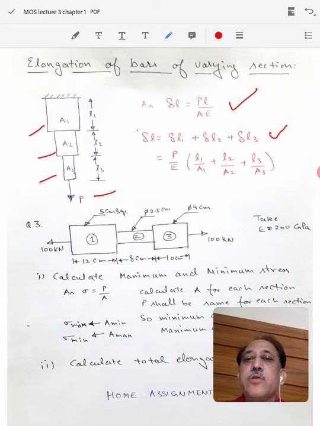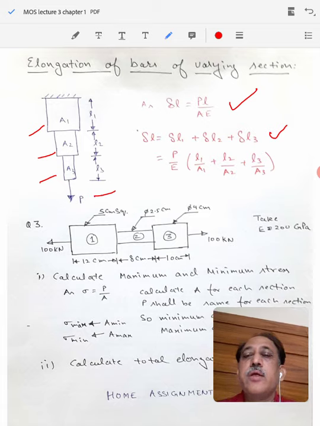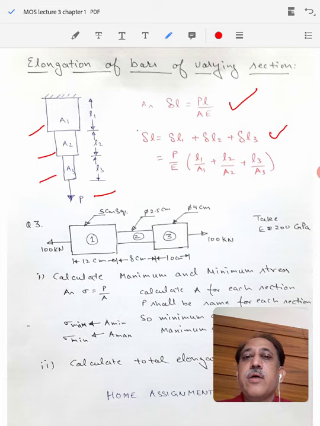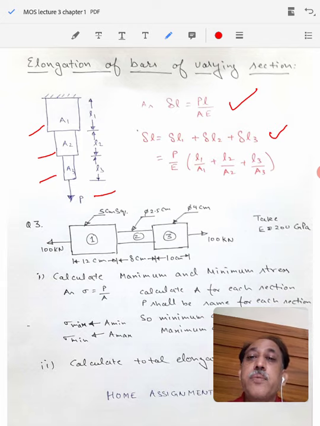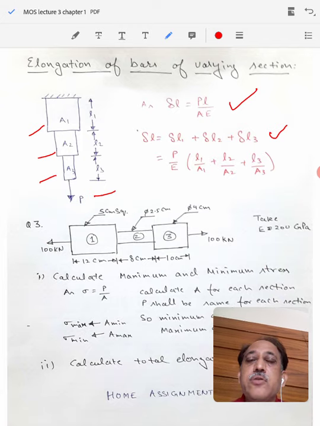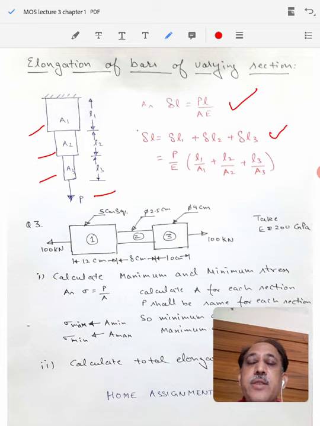bar segments. So the total elongation delta L is the sum of delta L1 plus delta L2 plus delta L3, the elongation of three different sections. When we apply the above formula, we know that the load P is the same for all the sections, so that's why it is common and we bring it out of the bracket. As we assume that the bar is made up of the same material, the modulus of elasticity will also remain constant, so we have also taken it out. What remains in the bracket is the ratio of L1 by A1 plus L2 by A2 plus L3 by A3. So in this way we can calculate the total elongation of the bar.